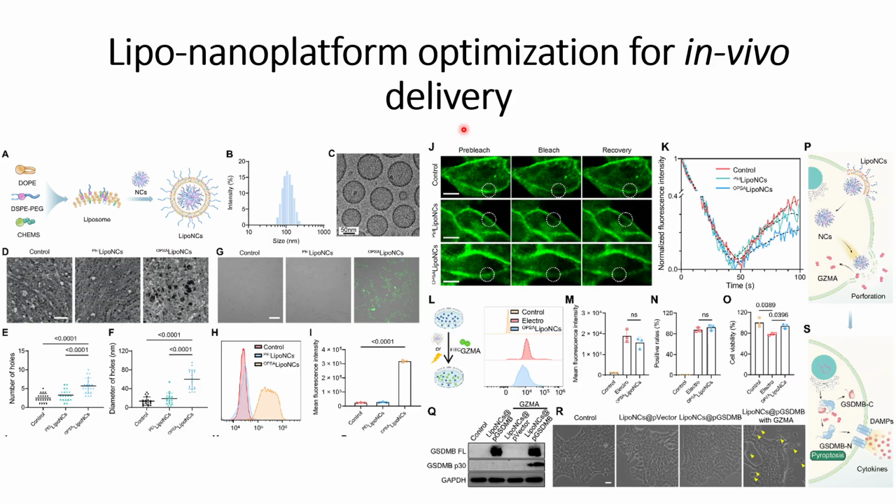They can see that in the pre-bleach conditions, the fluorescence of the membrane seems to be intact, and after the bleach, that is during the transfection with the OPSA-based lipo-nanocomplex, the intensity goes down, and after some time it recovers, indicating that the membrane is recovered again after some time. These things they have also quantified using the normalized fluorescence intensity.